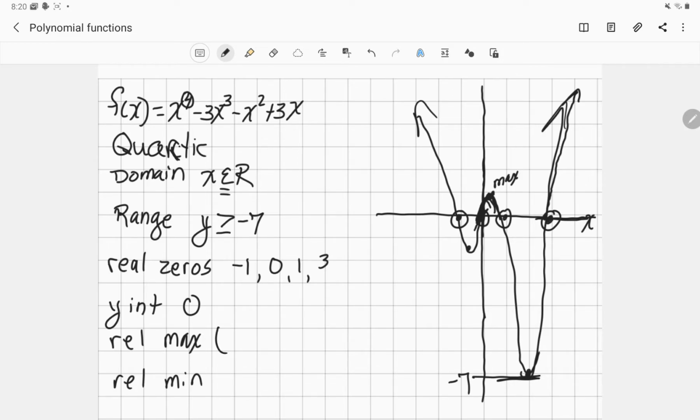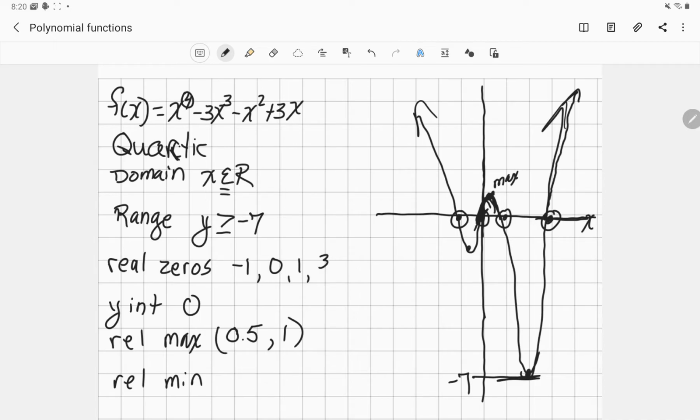Because it's a point, you have to give a location. So you have to give an x value and a y value. It looks like I'm going across about half a square and up 1 square. So my relative maximum is an x value of 0.5 and a y value of 1.